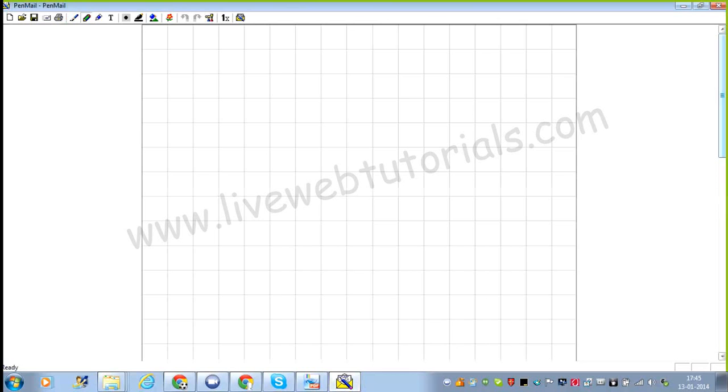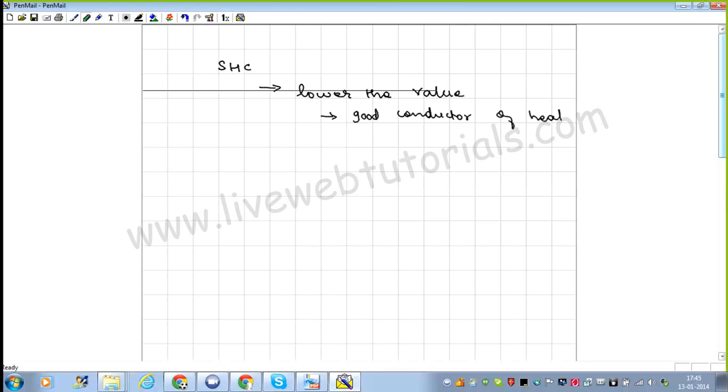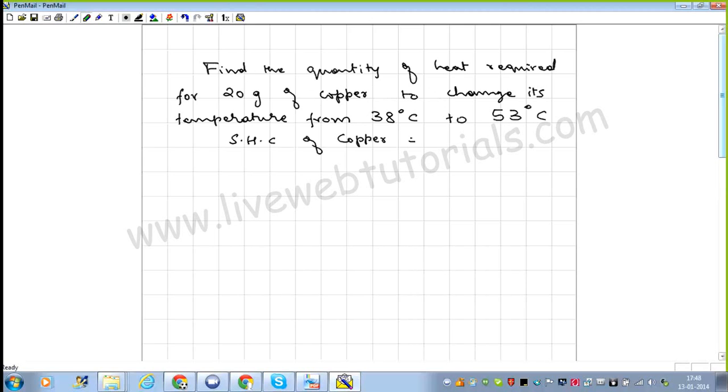Before we go to the numericals, some more additional points in both of these things. Now what does this value of specific heat capacity tell us? Remember here, lower the value, it tells us that this substance is a good conductor of heat. It simply tells us that less amount of heat is required to change the temperature of this substance, and higher the value of specific heat capacity, it means that this substance is a poor conductor of heat.